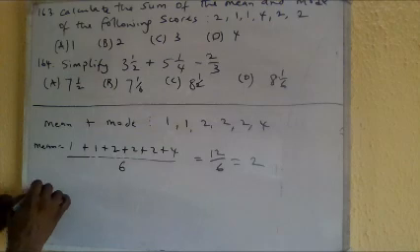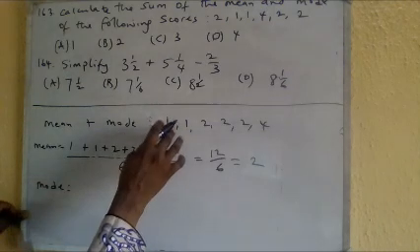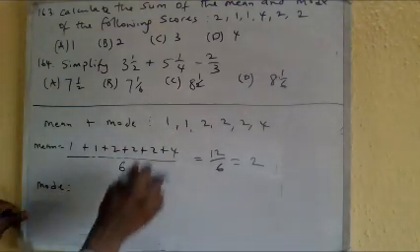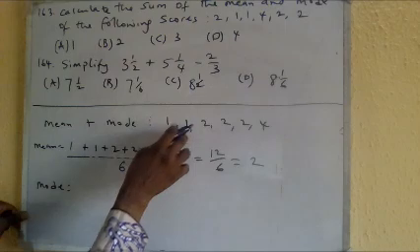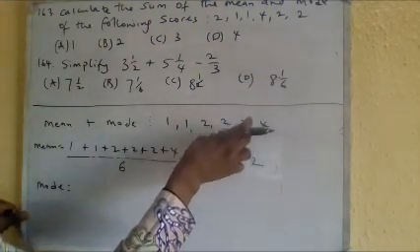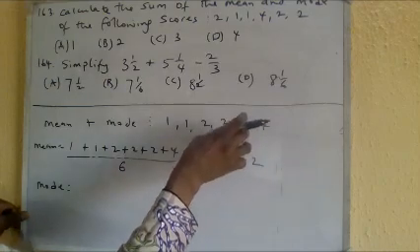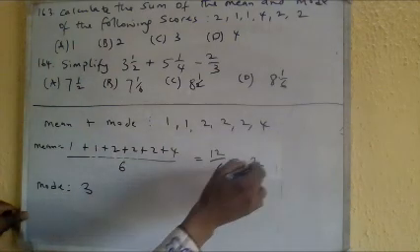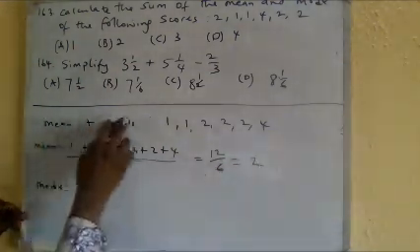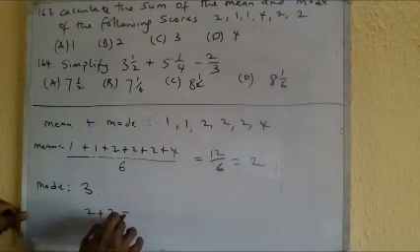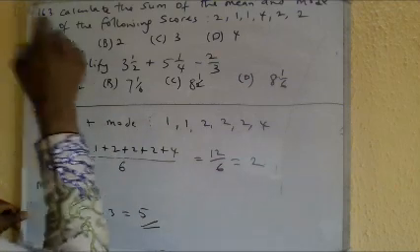For mode, the mode is the one that occurs most. 1 has 2 occurrences. 2 has 3 occurrences. And 4 has 1. So 2 occurs 3 times, so 2 is the mode. So if I add 2 plus 3, that is mean plus mode, 2 plus 3 is equal to 5. So the answer is 5.